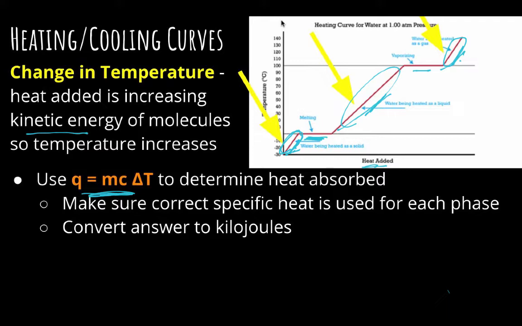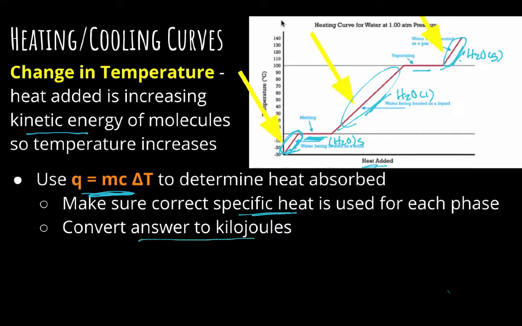Now, a couple things you have to be careful of when you're doing these is you have to make sure you're using the correct specific heat. What we've done before, we've only used the specific heat for liquid water. The only time you have liquid water on this graph is at this point right here. So this would be H2O as a liquid. Below 0 degrees, you would have H2O as a solid. Above 100 degrees, you would have H2O as a gas. The specific heats are different for a solid versus a liquid versus a gas, and I'll show you those in a second. So that's one thing you have to be careful of.